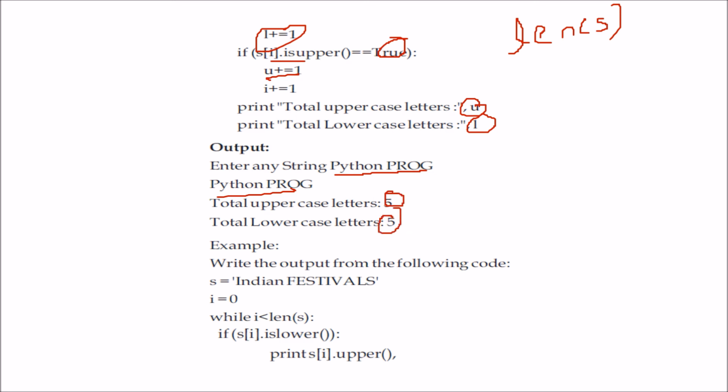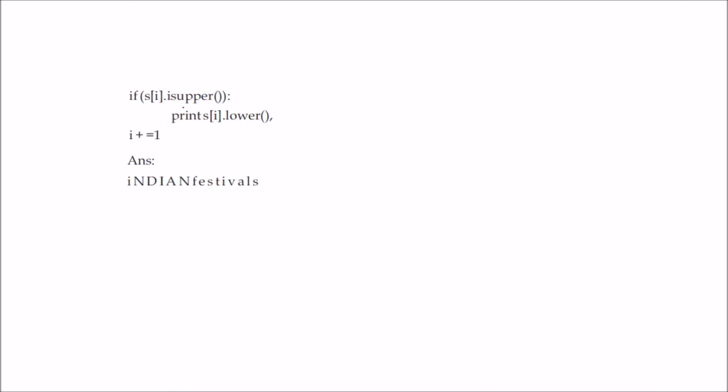We have another program: write the output of the following program. This is Indian festivals. While I is less than the length of S, the length will be computed, and if Si is lower, print Si upper. Means if it is lower, it will print it as upper, and if it is upper, it will print it as lower. So all the Indian festival content will be shown inverted: uppercase will be lowercase, and lowercase will be uppercase.